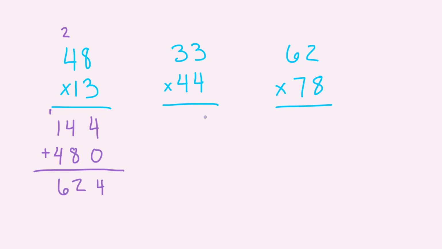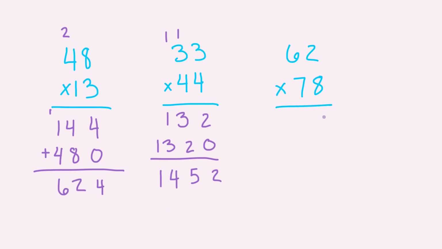Now for 33 times 44. 4 times 3 is 12. Carry the 1, and 4 times 3 is 12 again, plus 1 is 13. We drop the 0 and multiply now this other 4. 4 times 3 is 12, carry the 1, 4 times 3 is 12 plus 1 is 13. We add the two rows together to get our final answer.